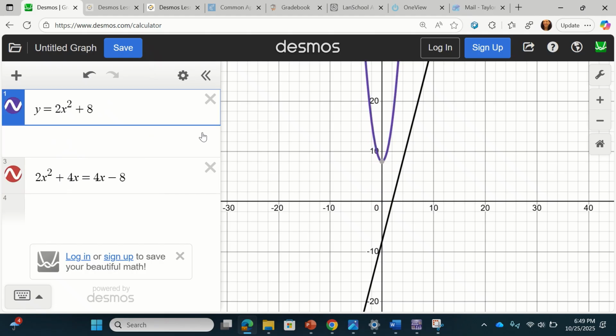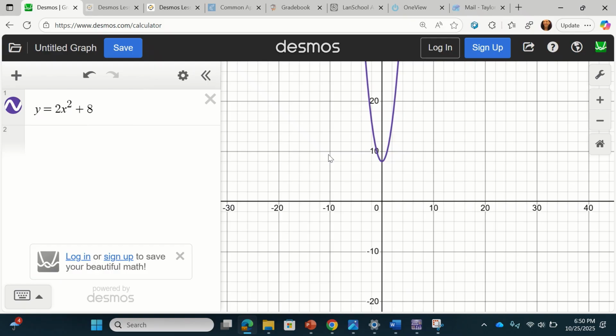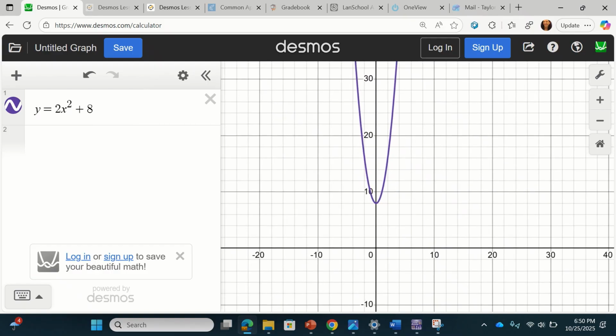Okay. And what you see here is that the parabola has no x-intercepts. The x-intercepts, when you set it equal to 0 and then plug in the y and go to graph it, the x-intercepts are your solutions. And so this one has no x-intercepts, this one has no real solution.